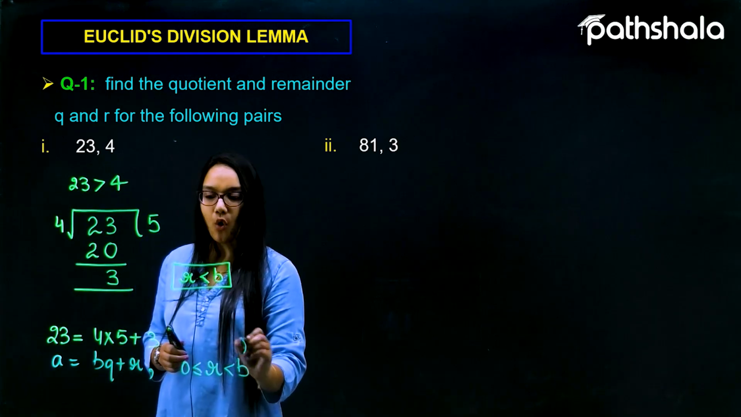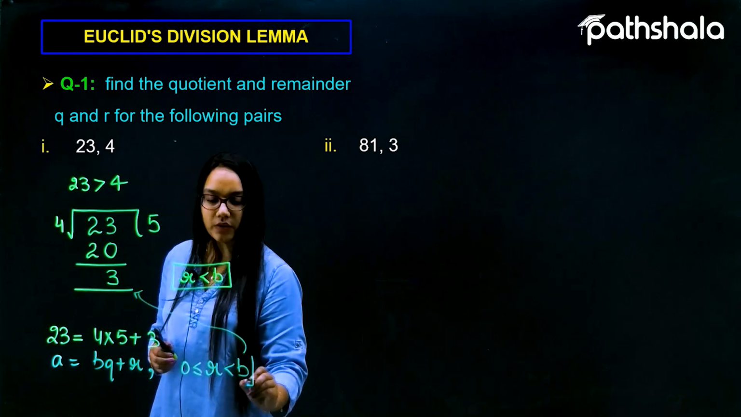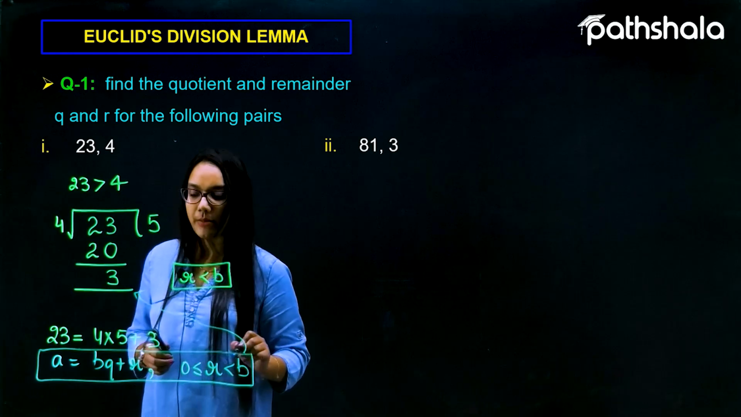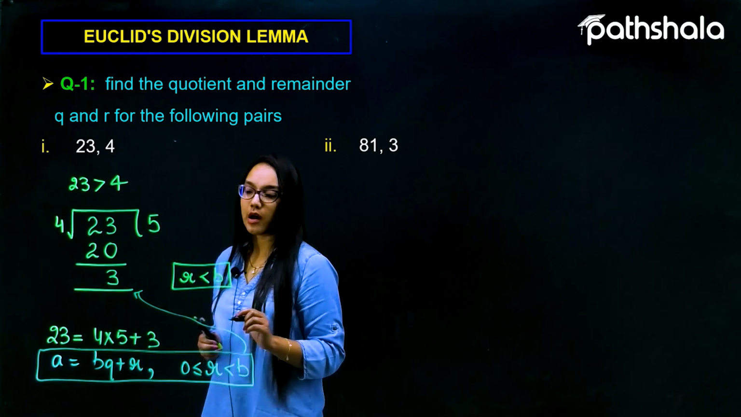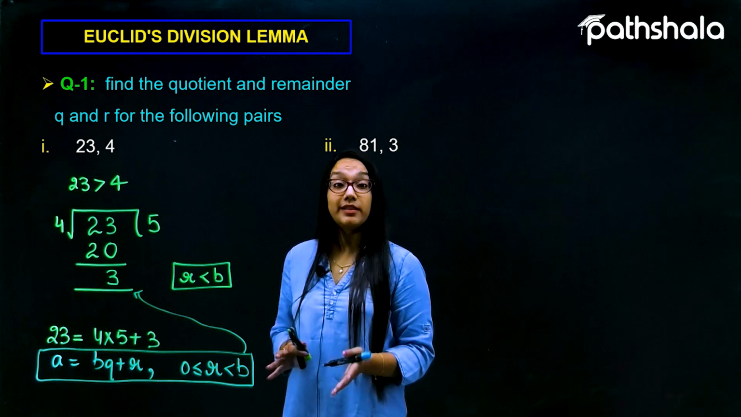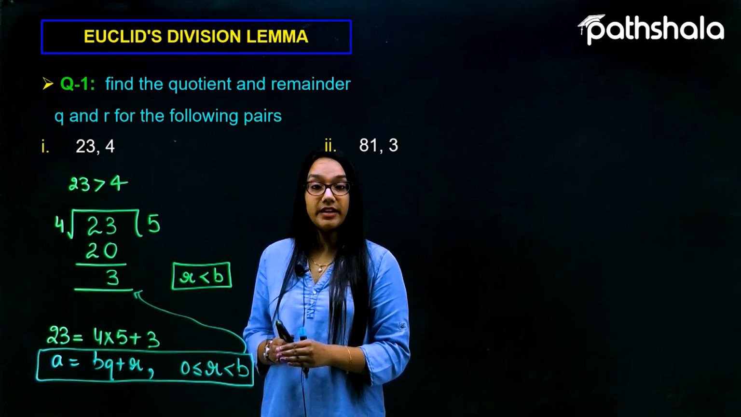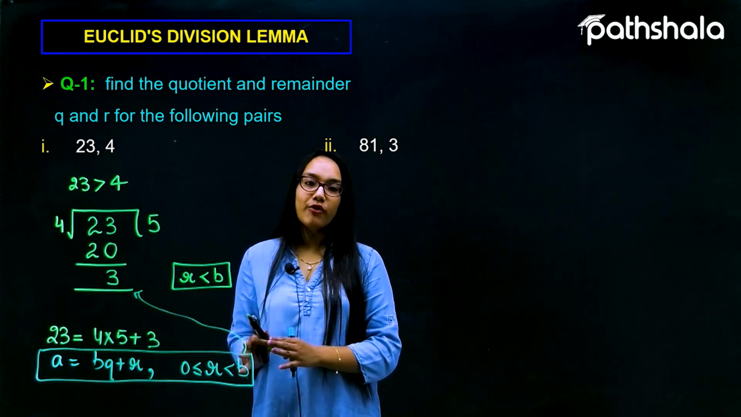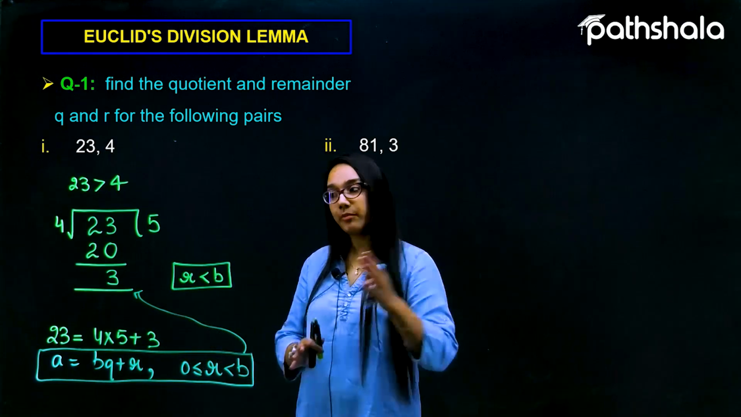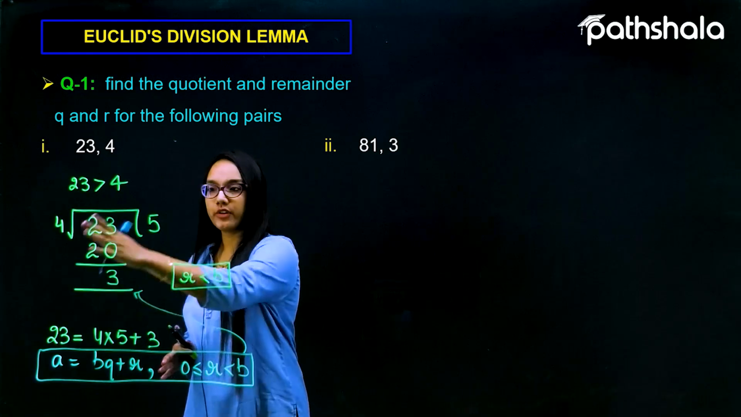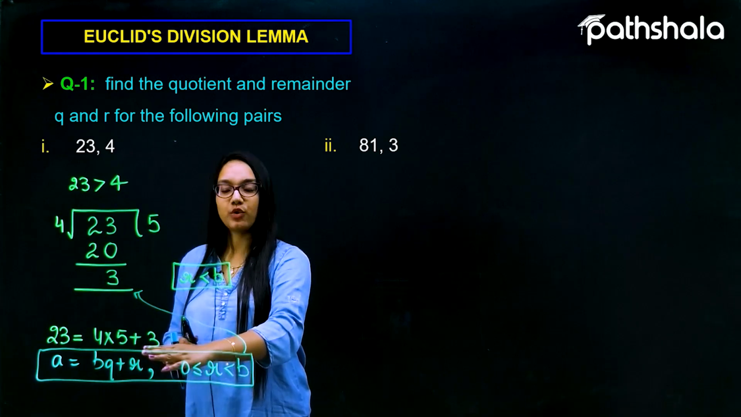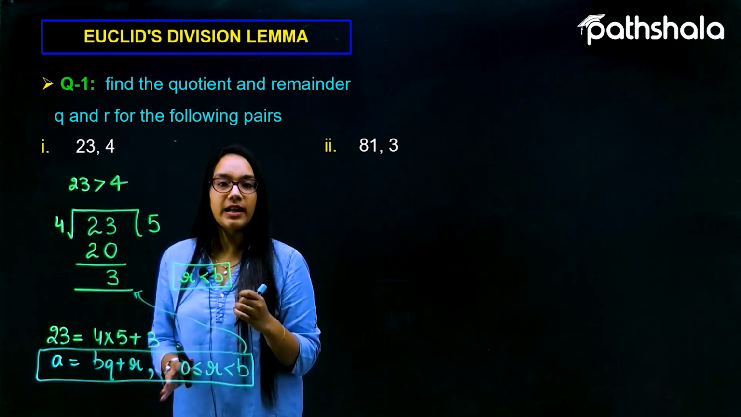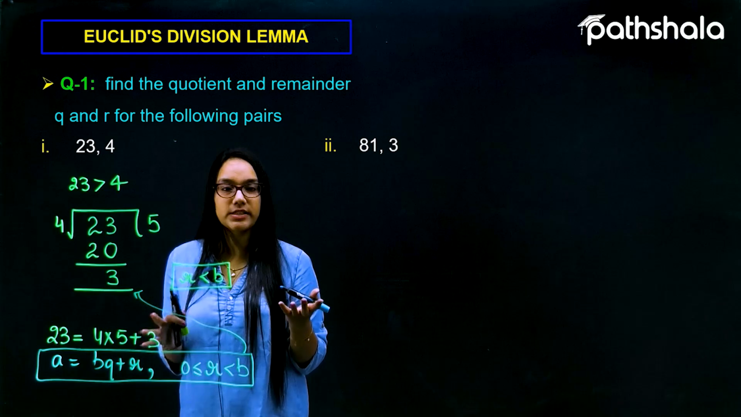This condition obviously is satisfied here because this is our Euclid division lemma, and as per the lemma, a should always be equal to bq plus r, where a is the dividend, b is the divisor, q is the quotient, r is the remainder, and the value of r should always lie between 0 and b. So this representation follows the Euclid division lemma, and we can easily recognize what the quotient and the remainder are.